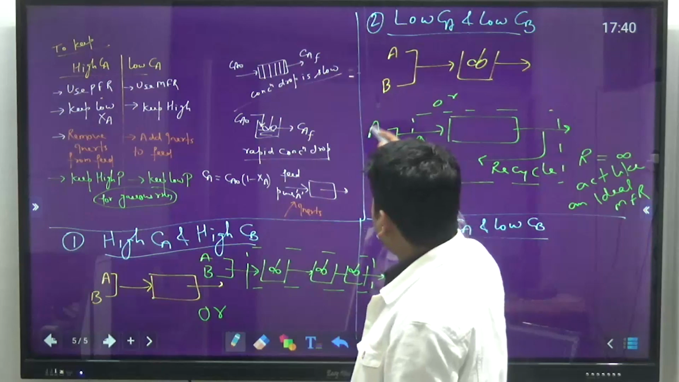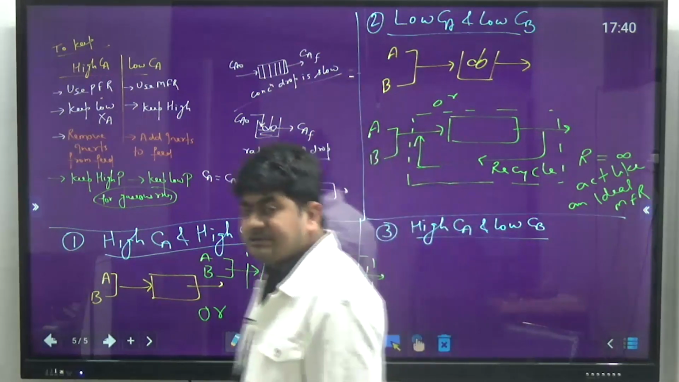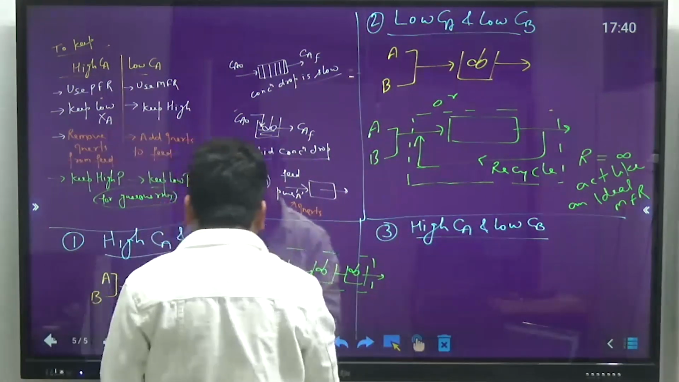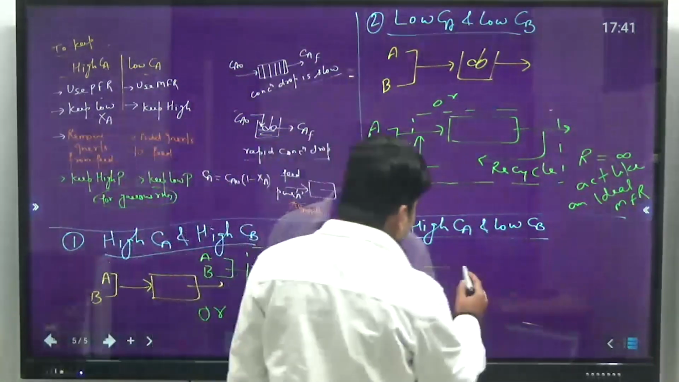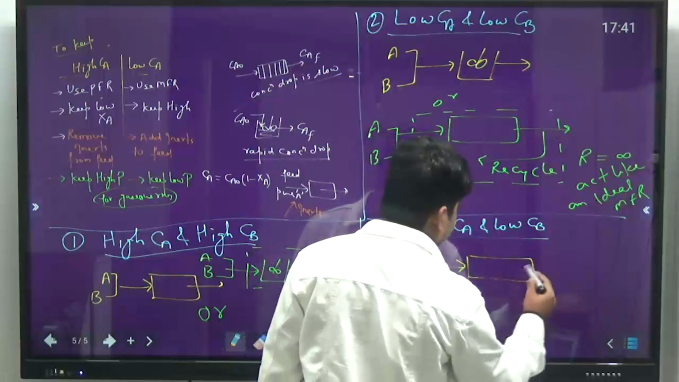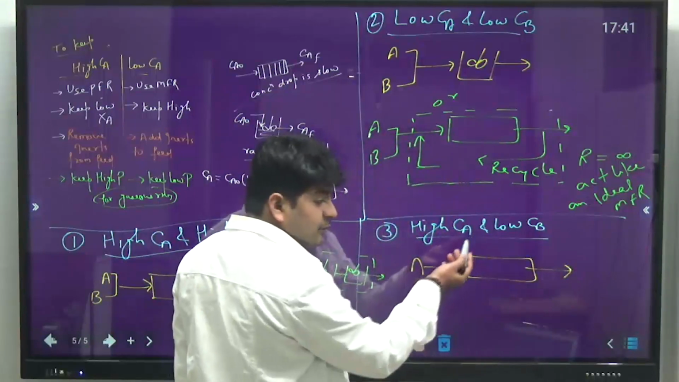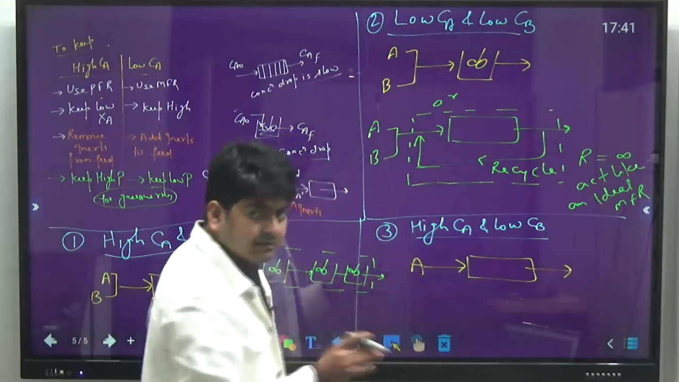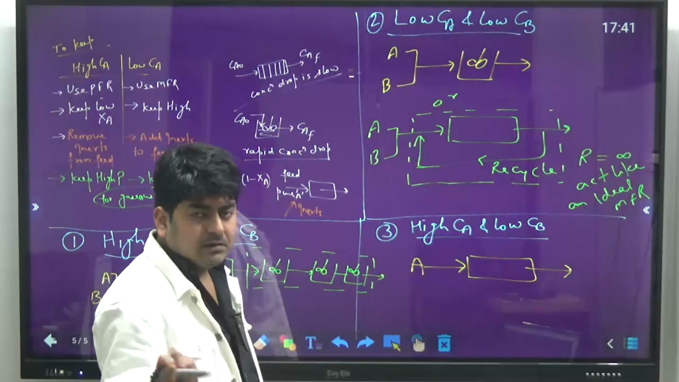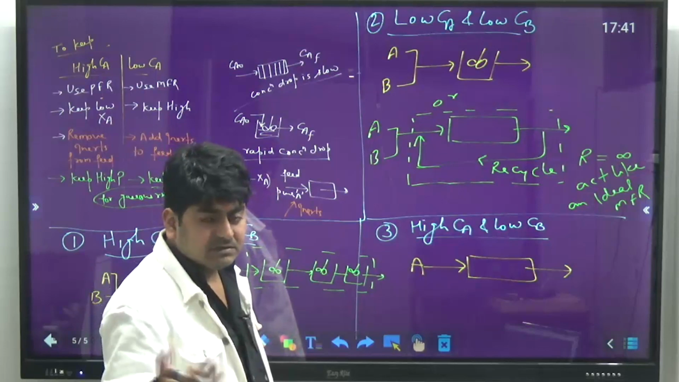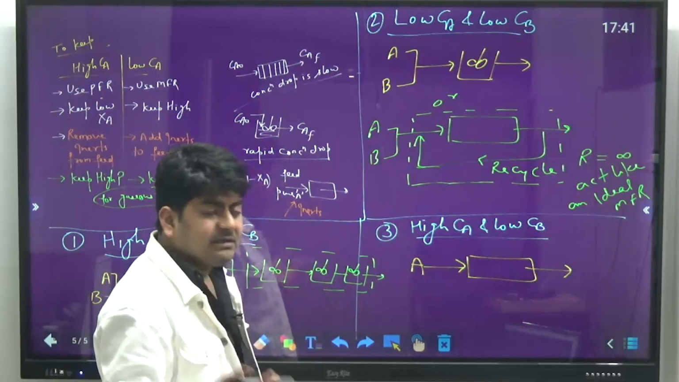Okay, so in this you can send the combination of A and B directly like this. But in the third case, if I want to keep high Ca and low Cb, then what to do? See, I have to send A into PFR, no problem. But I want B to be low, and for low B, I have to use MFR. But what to do now?